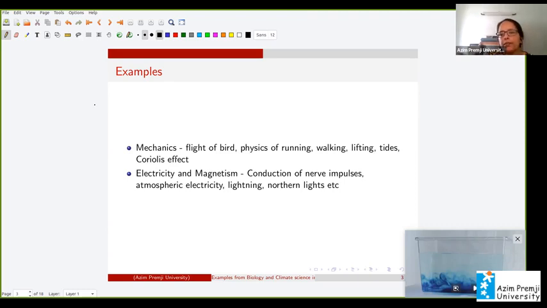Similarly, in electricity and magnetism, the immediate biological system that this is relevant to is the conduction of nerve impulses. How we think is a very interesting and important problem, and students are very interested in it. So this would be a good opportunity to introduce some biology in a physics class, and talk about how nerve impulses actually get conducted, and in the process how we manage to control our motor functions using these nerve impulses. Similarly, in climate science, there are familiar examples that might already be discussed quite thoroughly in physics classrooms: atmospheric electricity, northern lights, lightning, etc. These are quite commonly used examples which already exist.